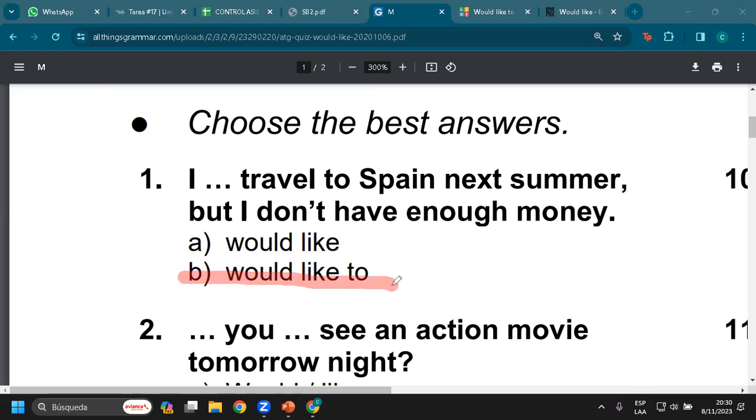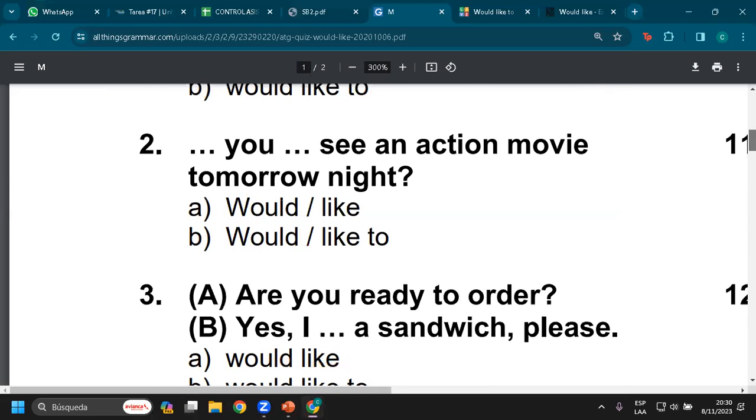Porque travel is there. Look, luego tenemos un verbo, travel. Por lo tanto, sí necesito la preposition to. Very good job. Okay, let's continue with the next one in the number two.